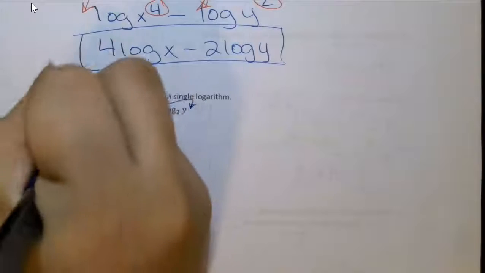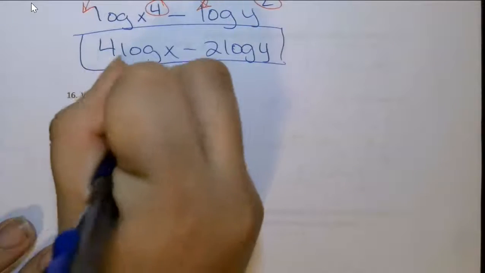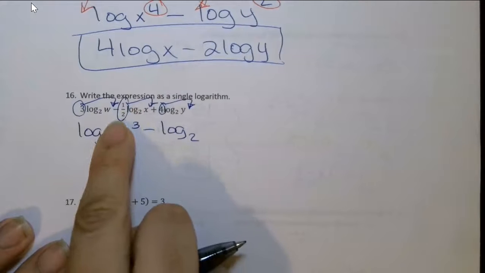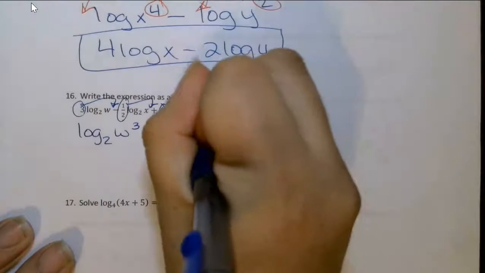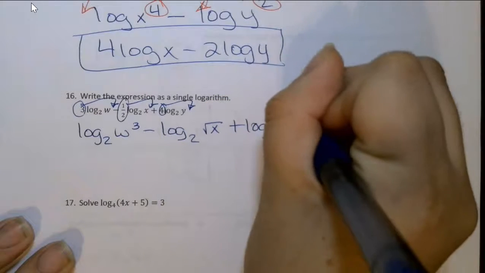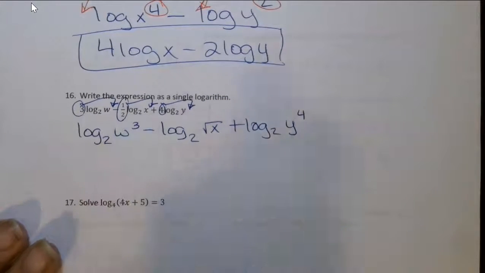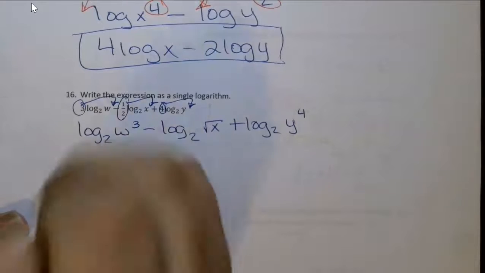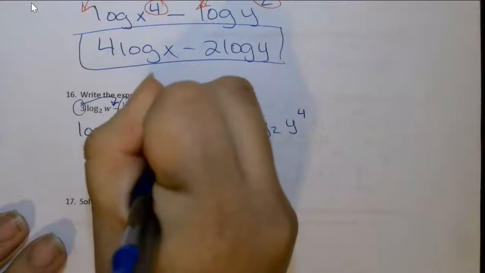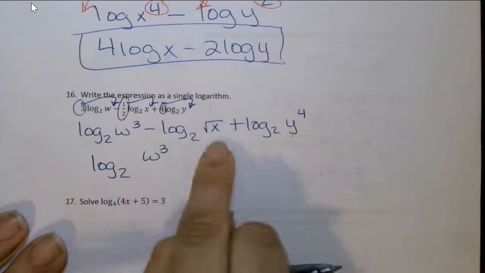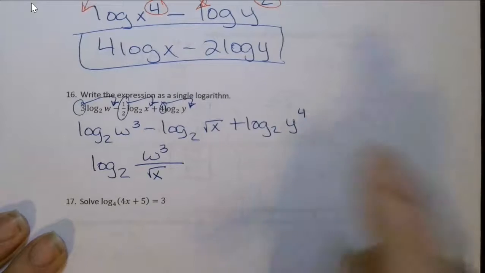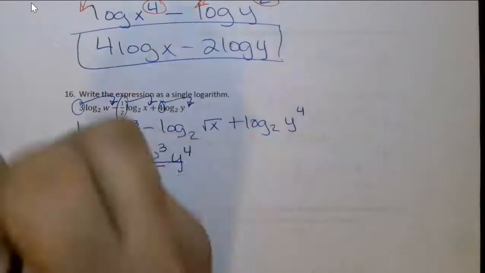Turning it back into a single logarithm, remember exponents are the numbers written out front. So I'm going to move all those back. I have log base 2 w cubed minus log base 2. When I have a fraction exponent, remember this is a radical. I'm going to write this as the square root of x, and then plus log base 2 y to the 4th. Then I'm going to go ahead and combine it some more. I still have log base 2 out front. W cubed is going to go just out there. Whenever I have subtraction, it makes a division. So I have over square root of x, and then it has plus, so that goes on the top, y to the 4th.